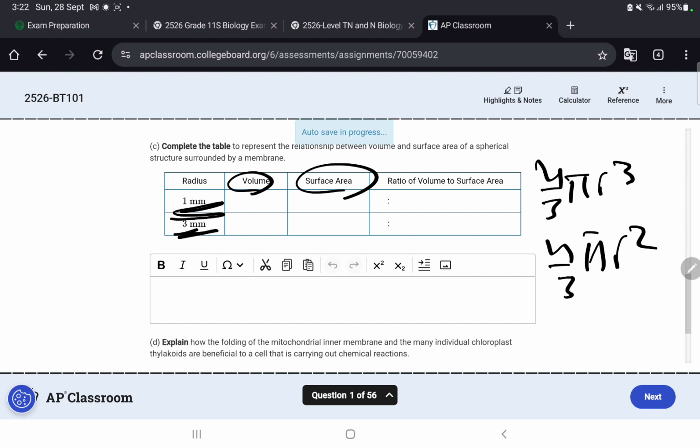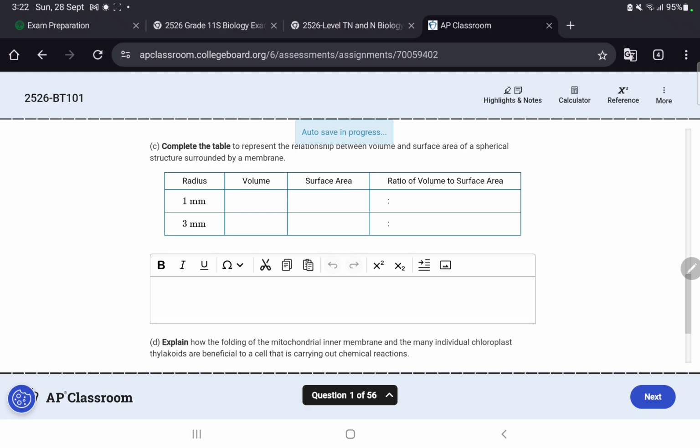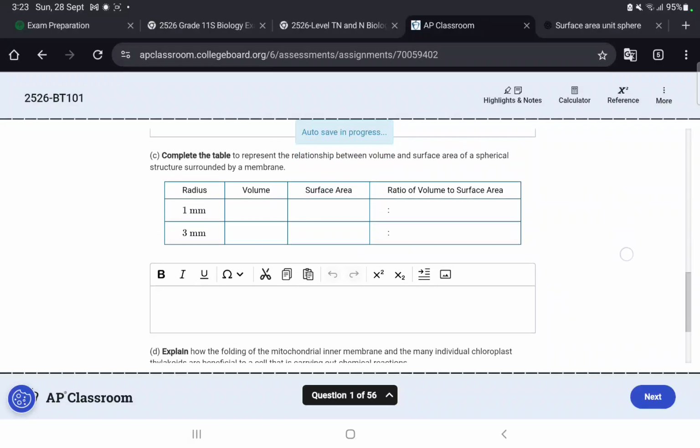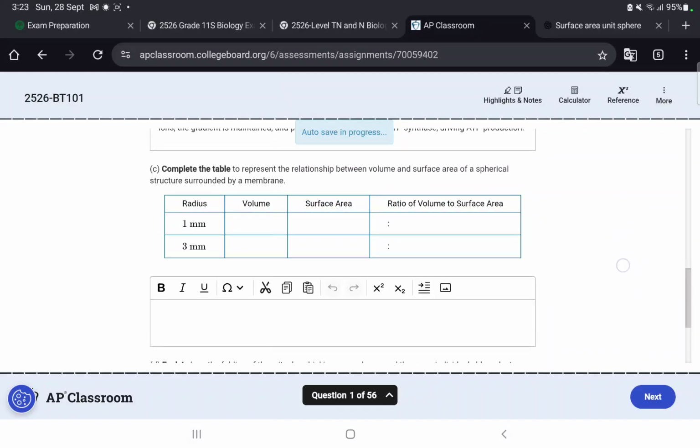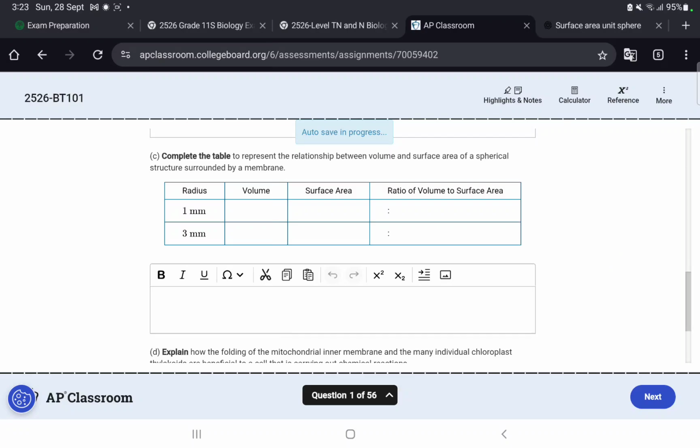I'm actually not sure which unit you should use for surface area. Wait, give me one second. Okay, guys, I asked ChatGPT, and it is millimeter squared. I was expecting it to be millimeter squared, but I didn't want to say something wrong, so I double checked it.